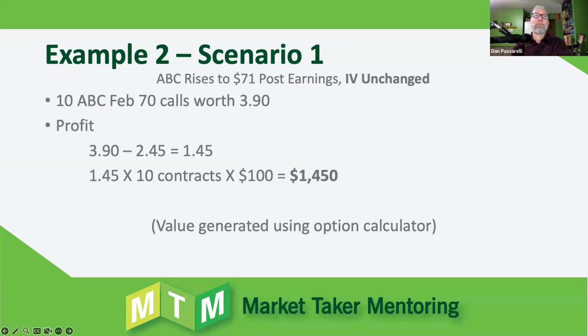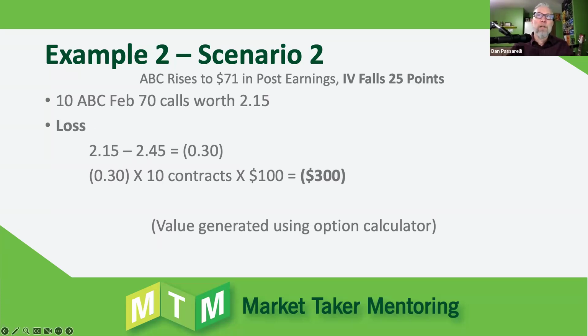So the stock rises to 71 after earnings. And let's say implied volatility is unchanged. Well, she's going to kill it, right? She bought them at 2.45, sold them at 3.90. That's $1.45 a contract, which is $145 times 10 contracts is $1,450. Bing, bang, boom.